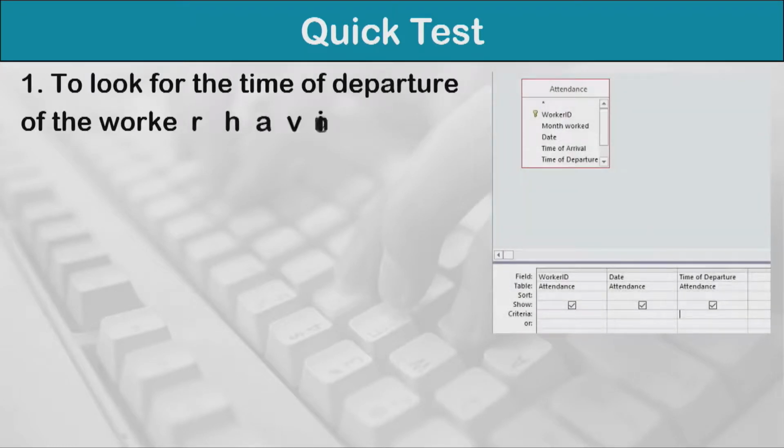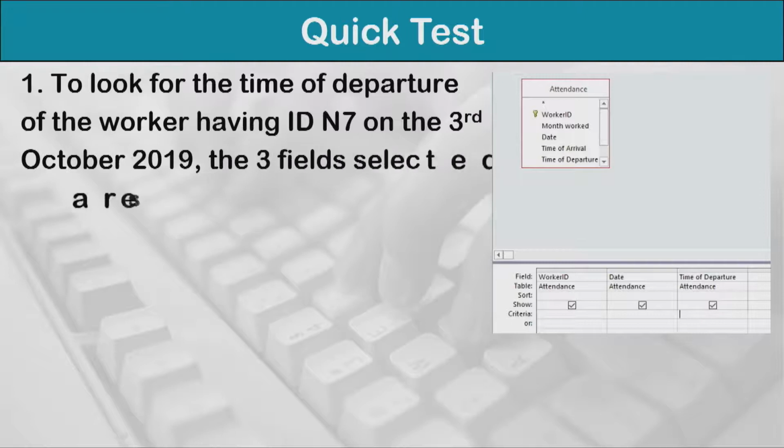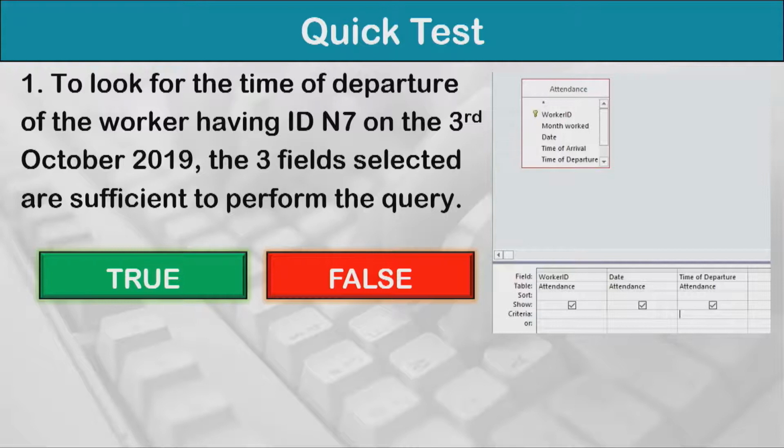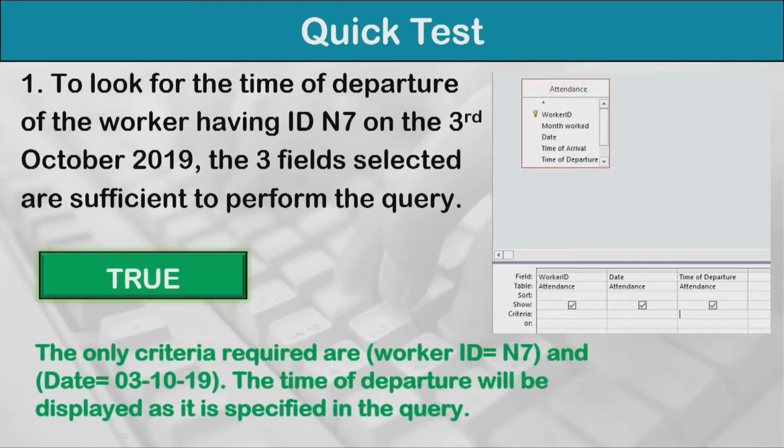To look for the time of departure of the worker having ID N7 on the 3rd October 2019, the 3 fields below are sufficient to perform the query. True or false? This is true. The query can be performed with N7 as criteria for worker ID, 3rd October 19 as date, and then the time of departure will be obtained as it is specified in the query.